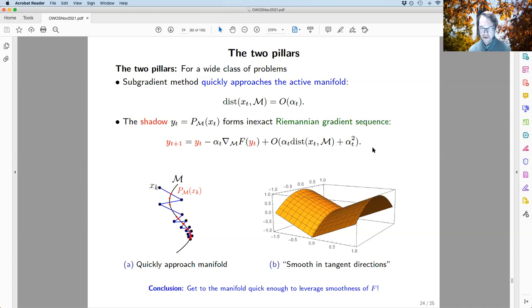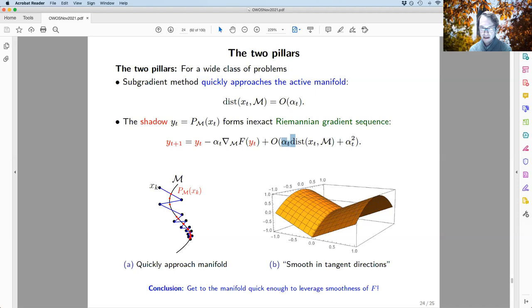to the function. And I guess the one point I wanted to make here, which I forgot to make, is that what's happening is we're getting to the manifold quickly enough to ensure that locally we're getting this Riemannian gradient structure, and hopefully we can use that structure to say that we don't converge to saddle points. And so here you see we're getting an error on the order of alpha t squared.